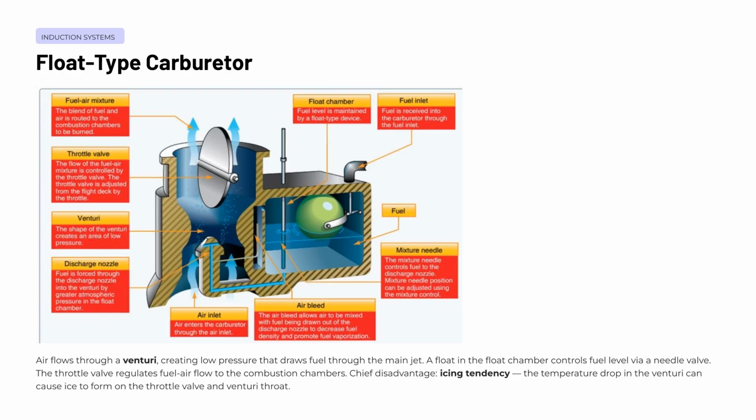This is why carburetor heat is a critical control, and pilots must understand when and how to apply it effectively. Recognizing the conditions favorable to carburetor icing, typically between -10 and +30 degrees Celsius with high humidity, is an essential part of safe engine management.